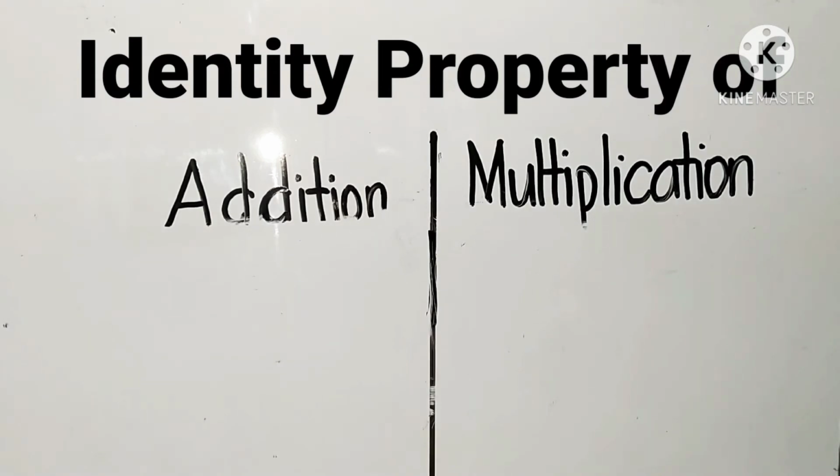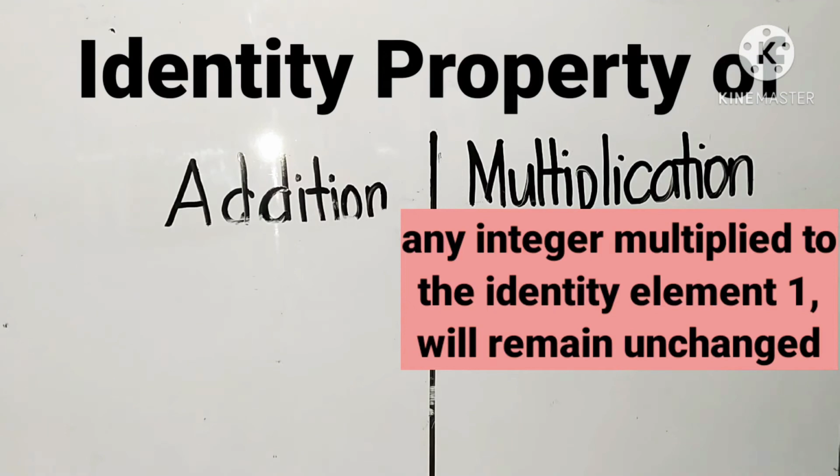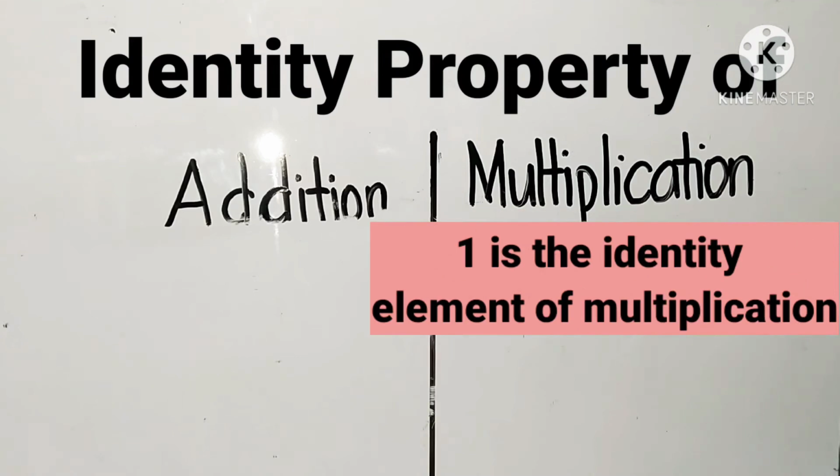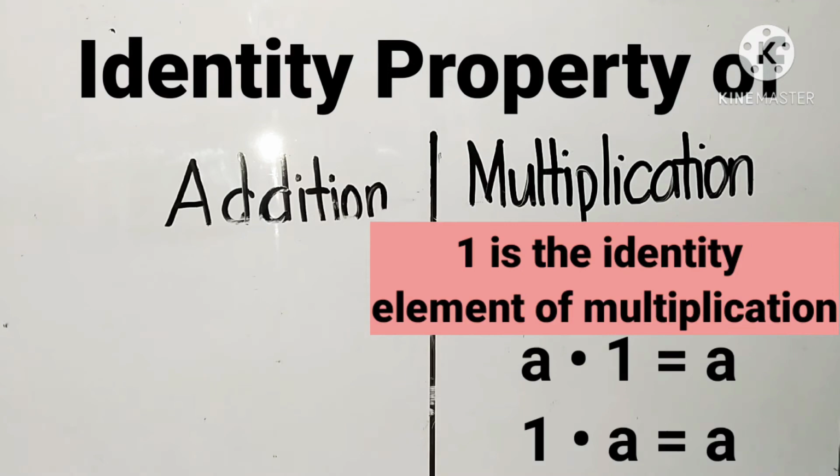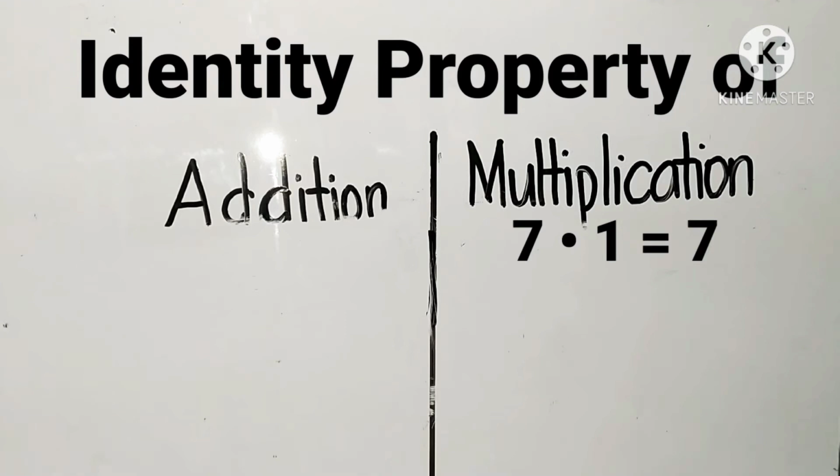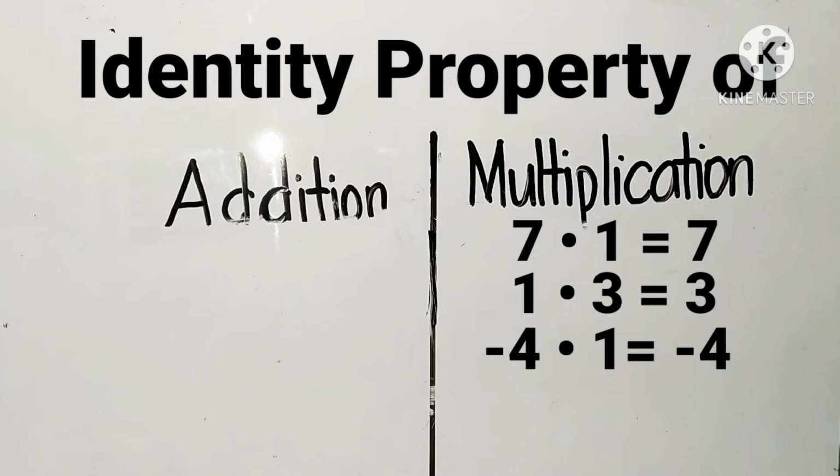For multiplication, any integer multiplied to the identity element 1 will remain unchanged. So 1 is the identity element for multiplication, denoted by a times 1 is equal to a and 1 times a is equal to a. For example, 7 times 1 equals 7. 1 times 3 equals 3. Negative 4 times 1 equals negative 4. 1 times negative 5 is equal to negative 5.